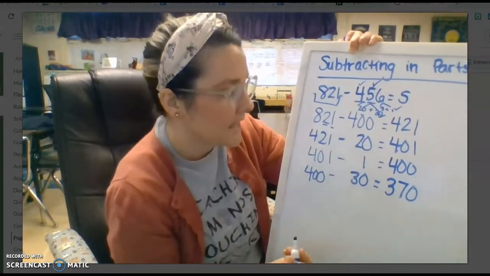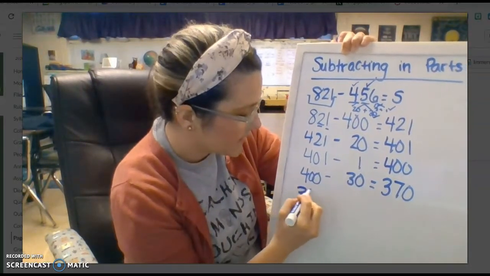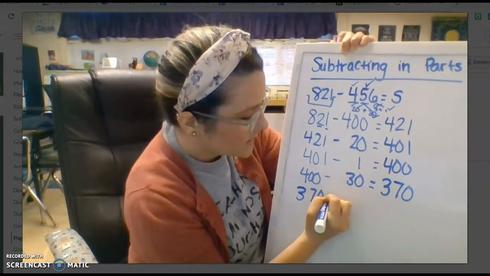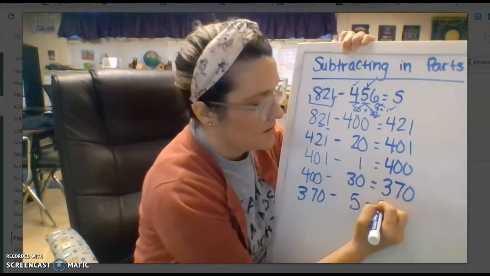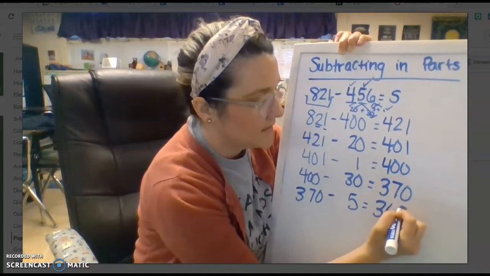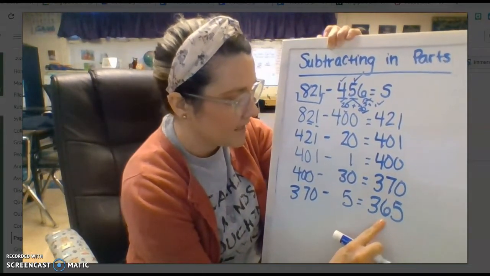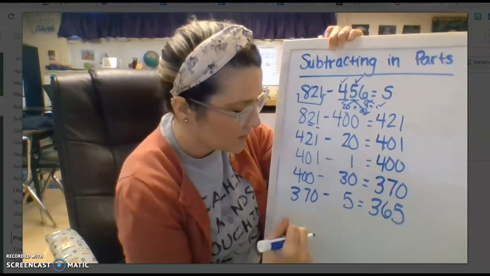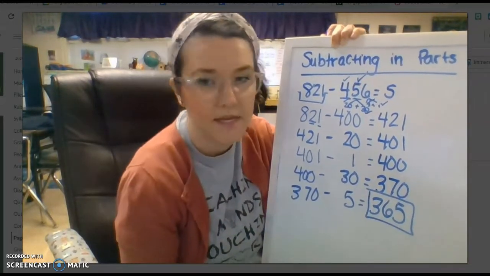My 10s are taken care of. So all I have to do now is I need to subtract 5. 370 minus 5 equals 365. I broke up one of those 10s, so I have 6 remaining. From that 10 I took away 5. I have 365.